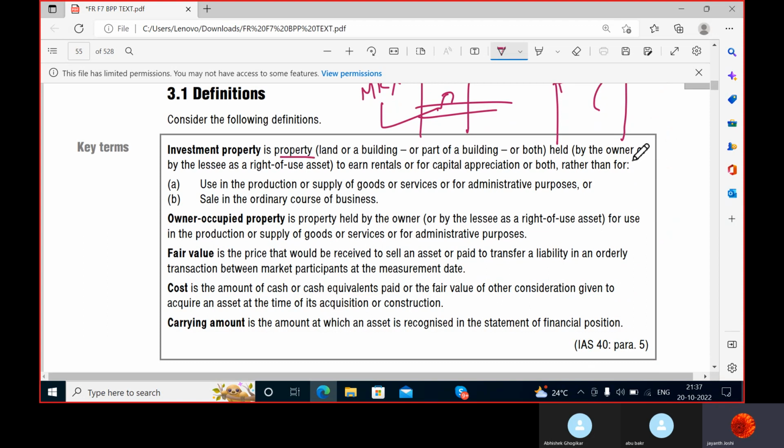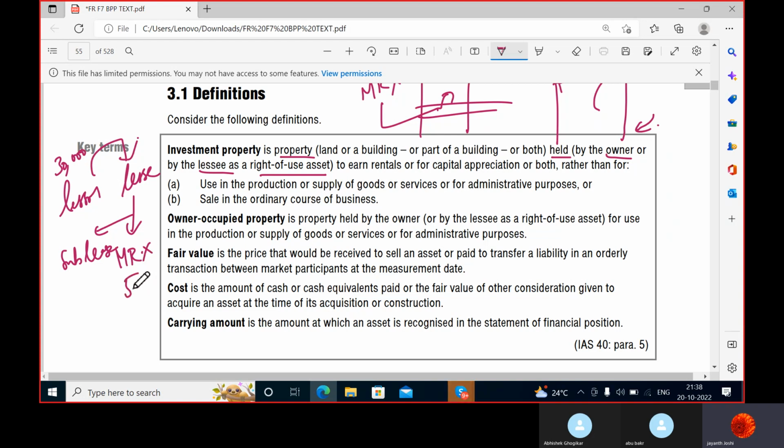Investment property is a property which is held by the owner or the lessee as a right of use asset. If I speak about the owner, it is his own property. If you have taken a property on lease, suppose there is a lessor and there is a lessee. The lessor has leased the property to the lessee, and the lessee has again leased the property to some Mr. X. This particular activity is called subleasing. He is paying a lease rental of 30,000 and he is collecting a lease rental of 50,000, making 20,000.